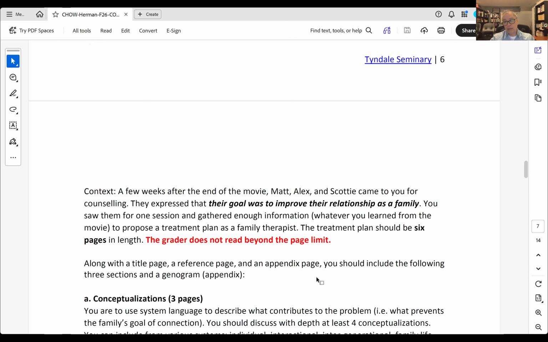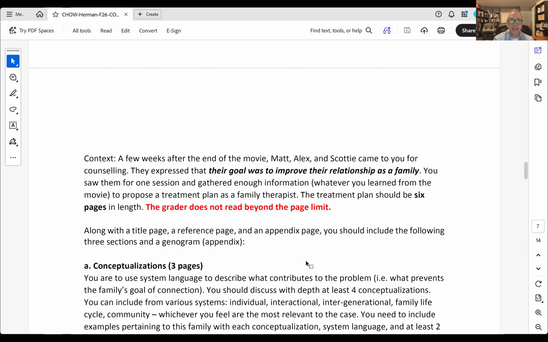After watching the video, I'm going to ask you to pretend that a few weeks after the end of the movie, the family of 3, Matt, Alex, and Scotty, came to you for family counseling. So remember the role that you're playing. You are the family therapist. You're not the individual therapist. You're not the couples therapist. You are the family therapist. And they expressed that their goal was to improve their family relationship. They want to be more connected as a family.